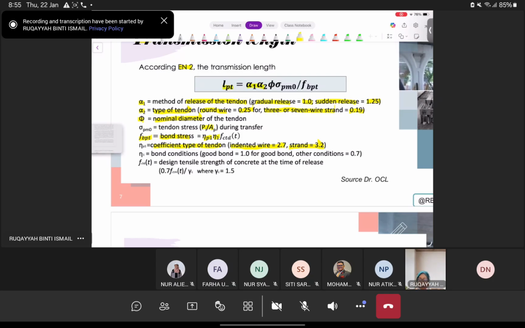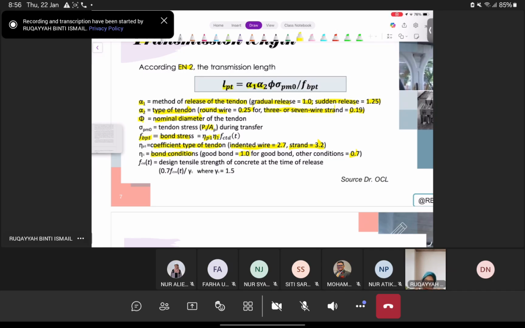Then we have another parameter, which is eta 1. Eta 1 is the bond condition. For this bond condition, you have to decide whether your tendon has good bond, or whether you cannot consider it as good bond. Then you can decide to use either 1 or 0.7. The 0.7 acts as a kind of safety factor, to ensure the bond condition is taken into consideration when you are calculating your transmission length.